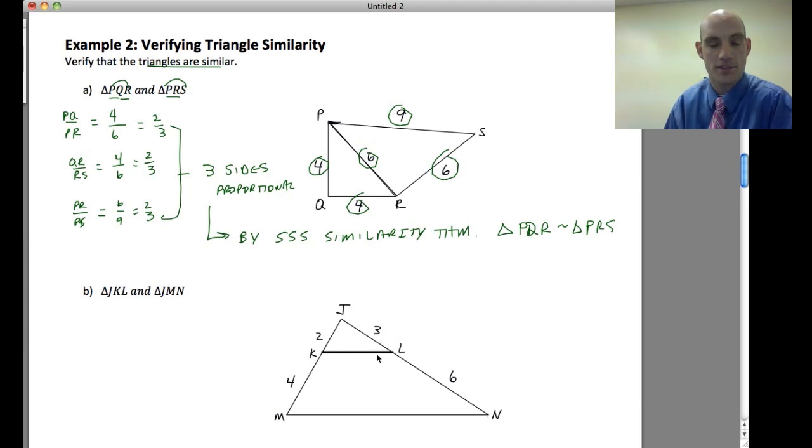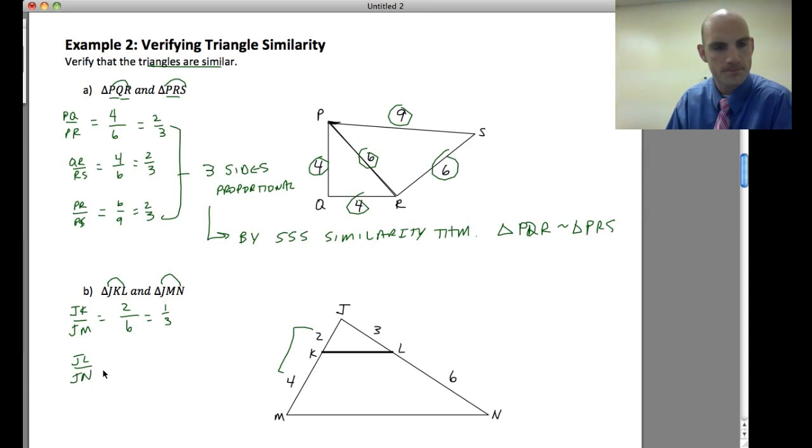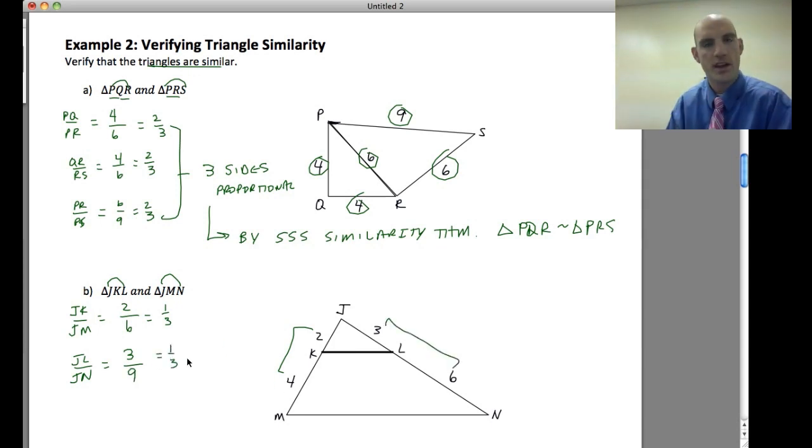JKL and JMN. So this time they're inside of one another. Well, what I'm given is 2 sides of this one, and 2 sides of this one. So let's take a peek here. This is going to be a common similarity problem. So let me compare JK to JM. Well, JK is 2. JM is a little trickier because it's actually 4 plus 2, which is 6. So that's 1/3. I'm also going to compare this side over here, JL, first and last, to JN. JL is 3, and JN is 9, because it's 3 plus 6, which is 9. Well, that's also 1/3.